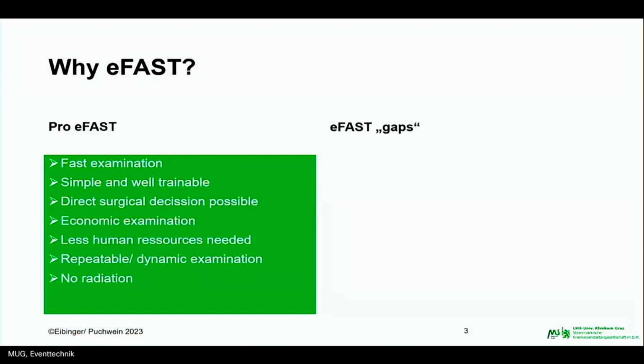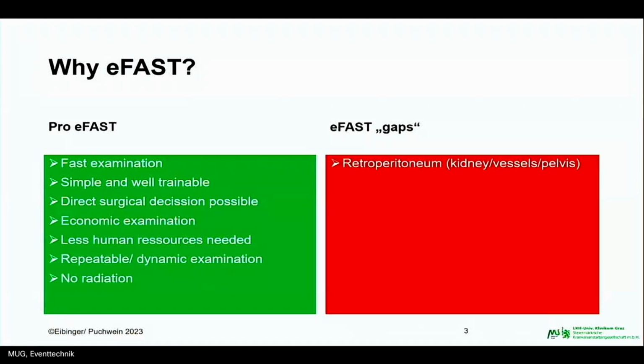But what are the eFAST gaps? So what I can't examine with this tool? First thing is I can't see the retroperitoneum, so I'm not able to recognize an injury of the kidney or the pelvis vessels or other things that are in the retroperitoneum. Another thing is I can't do an exam of the mediastinal cavity. So I can take a look on the heart, but not on the big vessels that are in the mediastinum. I can't see subcapsular hematomas.